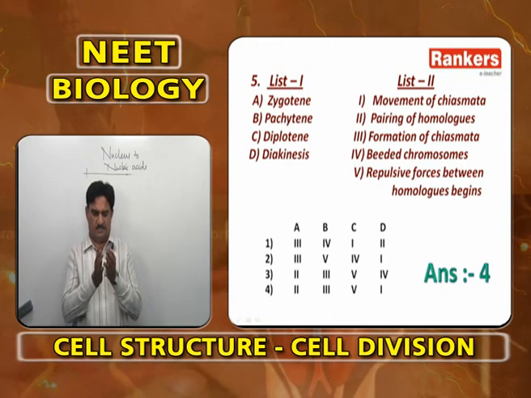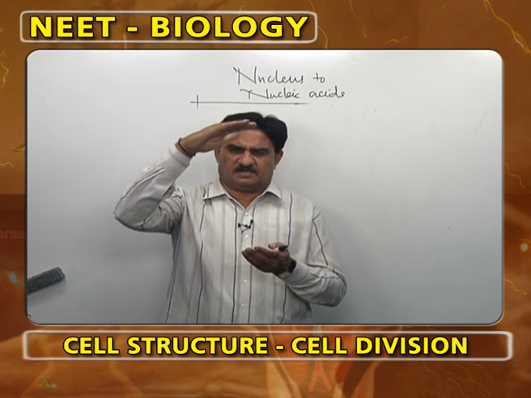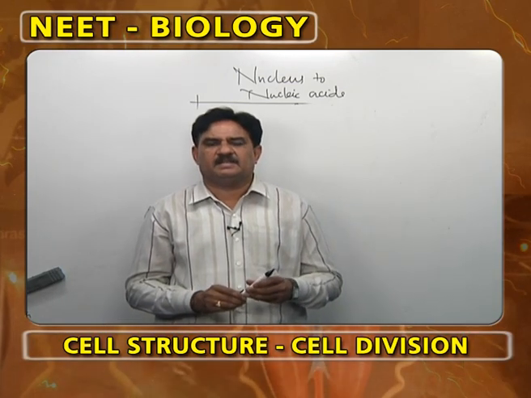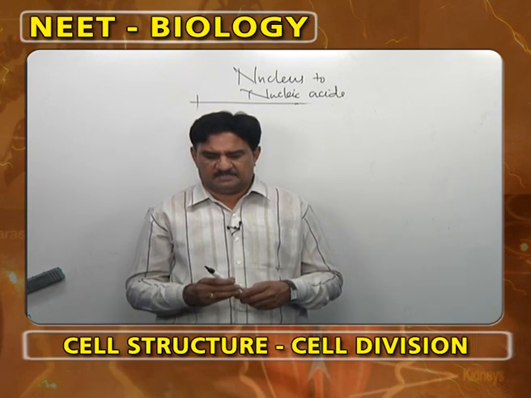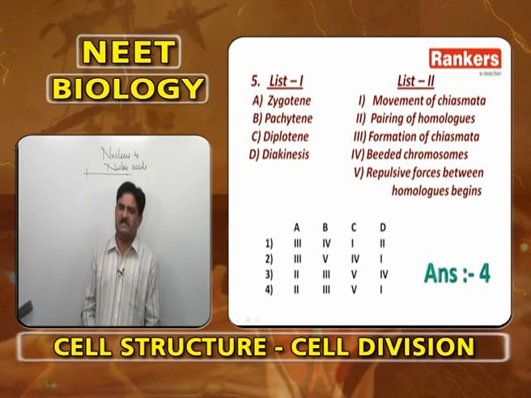Whenever chromosomes start moving wide apart from each other, the chiasma connections move upwards and are almost present at the terminal ends. This movement of chiasmata to the terminal ends is called terminalization. So the answer is 4: A2, B3, C5, D1.